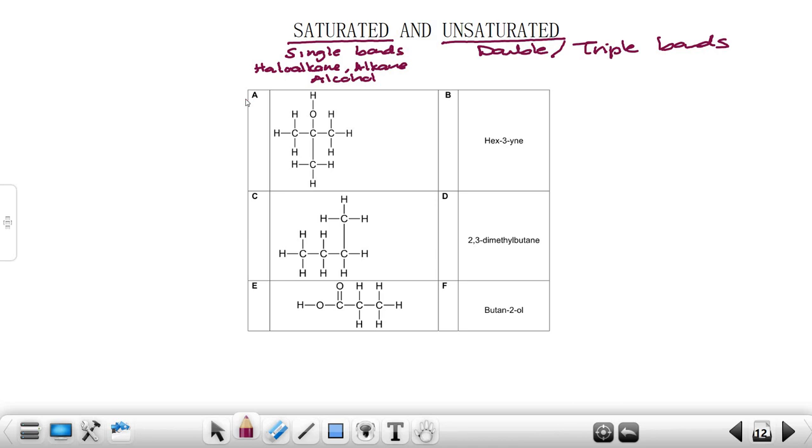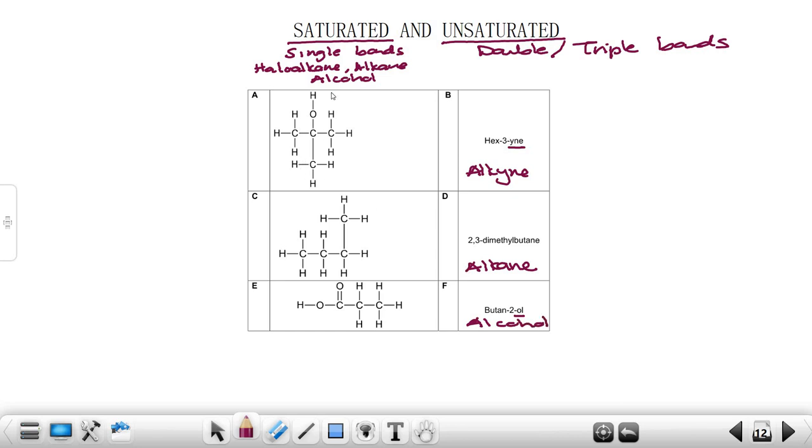So that means that it has to belong to all the other homologous series that's not mentioned here. So let's start by identifying from this diagram. This is structural formula A, structural formula C, structural formula E. This is the IUPAC name of B, the IUPAC name of D, and the IUPAC name of F. Now, this one ends with "yne", so it belongs to alkyne. This one has butane. The substituent group is a methyl, so it is alkane. This one ends with "ol", which is hydroxyl, so that is alcohol.